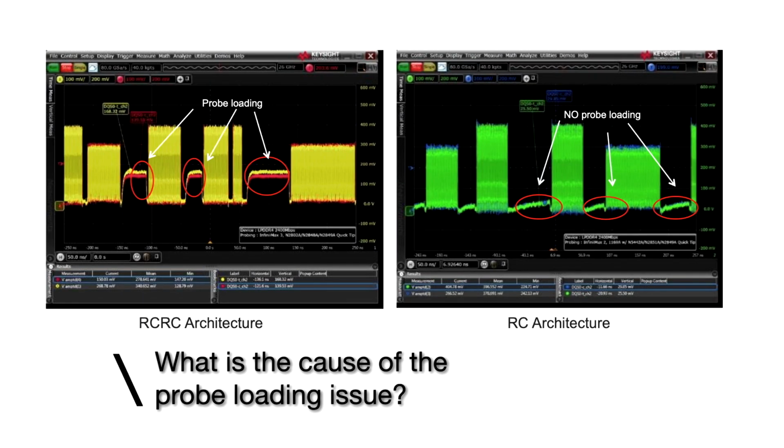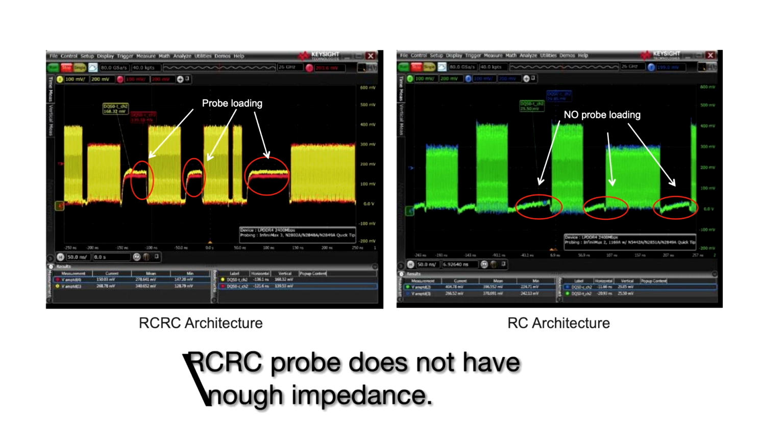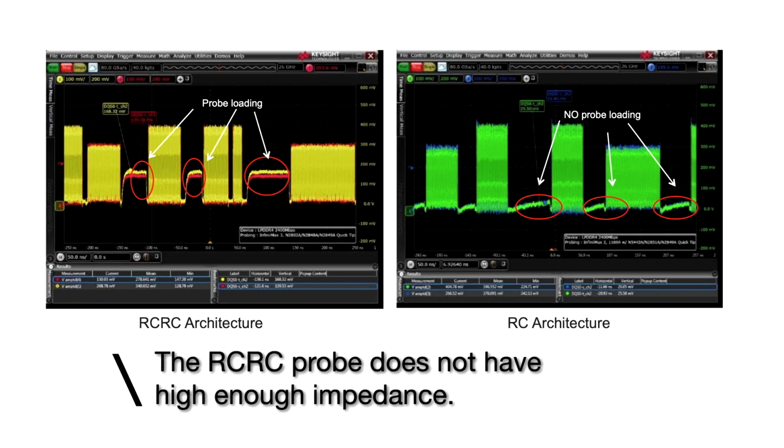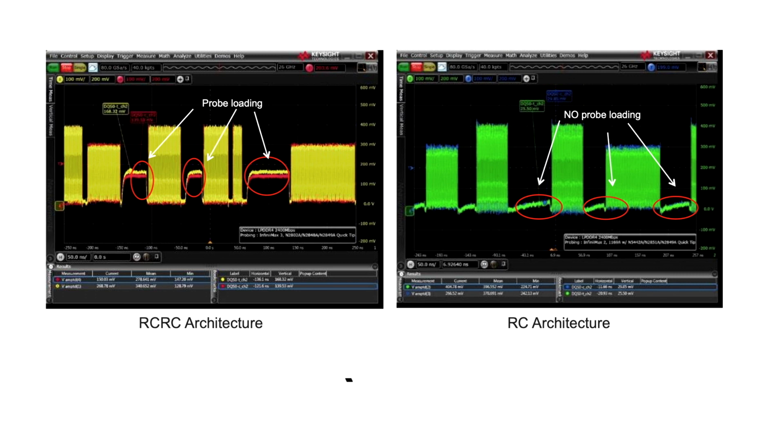Let's go back to our signal from the beginning. This is an LPDDR4 signal transitioning from low to high impedance modes. The RCRC probe has issues transitioning to a high impedance state and probe loading effects can be seen. The RC probe shows a better representation of what is happening as the signal transitions to a high impedance state. The comparison shows that the RC probe has less probe loading and thus more accuracy.